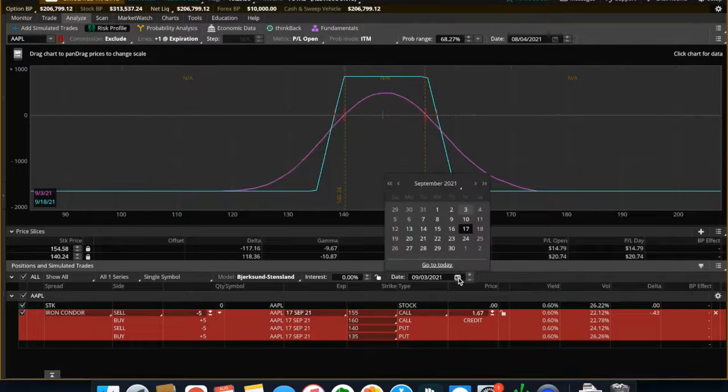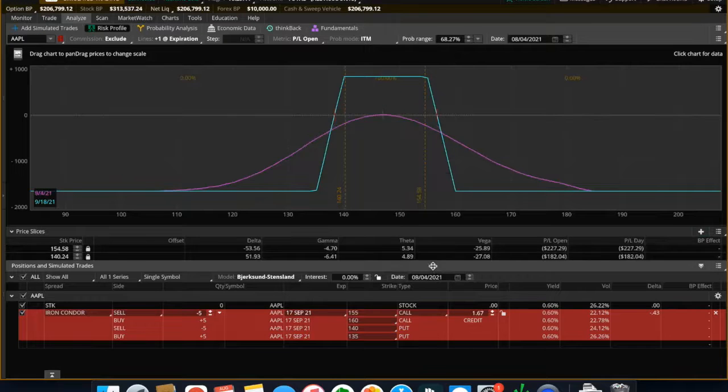I'm gonna turn this back and say go to today. So this is what today looks like. The T+0 line on these option graphs will always turn into the shape of the expiration line at expiration. But it's important to remember that we're not at expiration. As an example, today we're at 8/4 looking at something that doesn't expire for a month and a half.